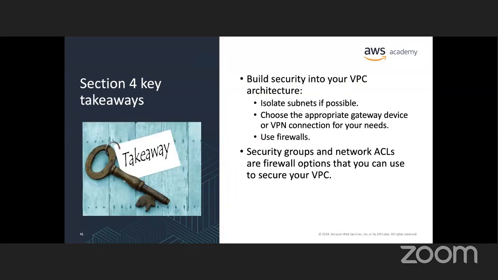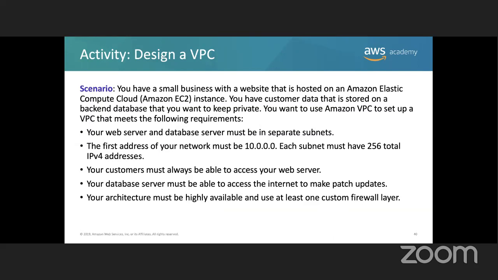So build security into your VPC architecture. Cool question. So when you say you have to have two, you don't have to. You should have. Okay, so you have your web server and your database in an availability zone. Do you want one primary, one secondary, to make it highly available?